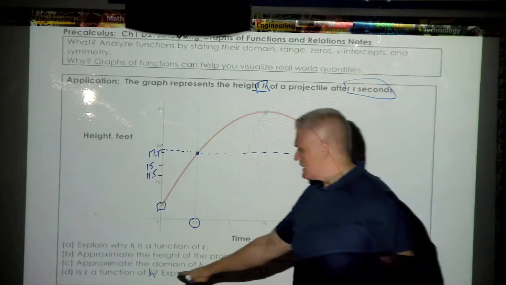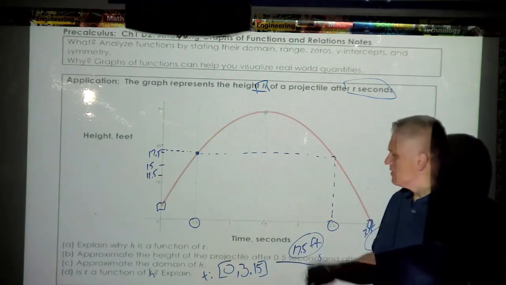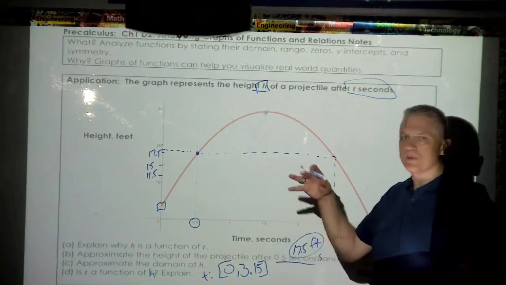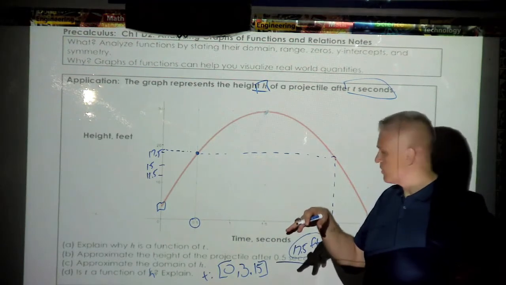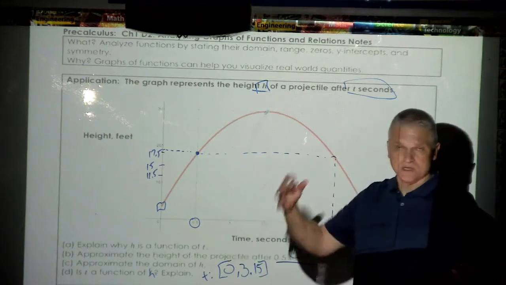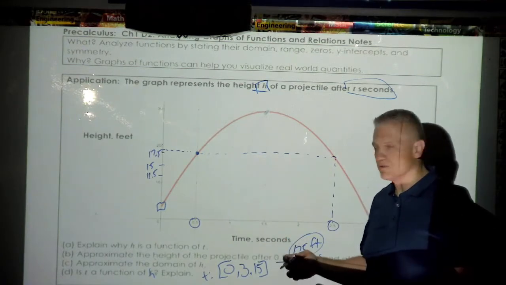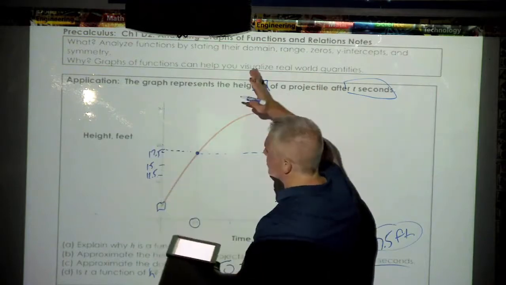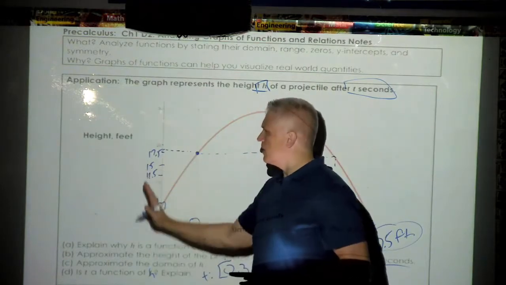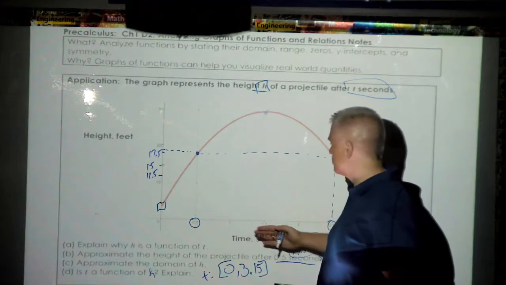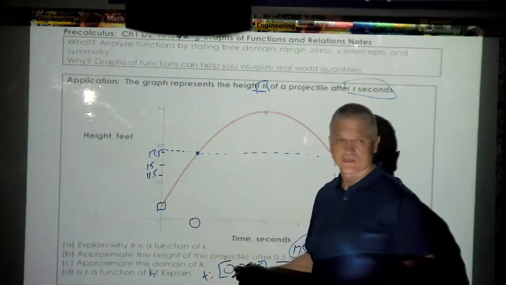And then, an interesting little question here, D. We said h is a function of t, because t is your independent, your x coordinate variable. Is t a function of h? Could h be the independent variable? That would mean we'd have to turn our graph sideways so that the h is the horizontal axis and your t is your vertical axis.